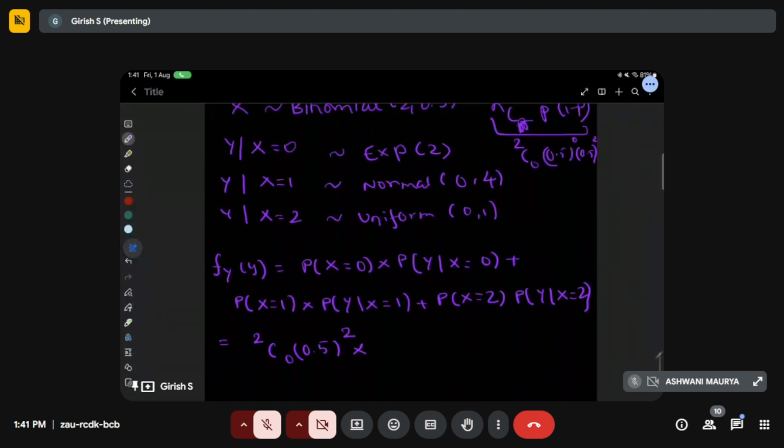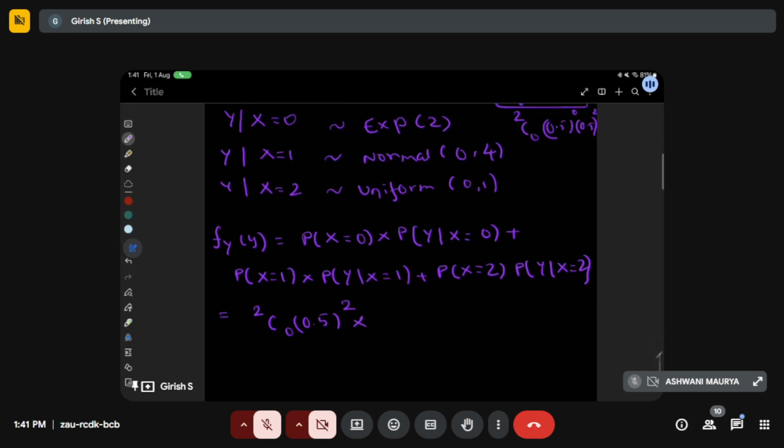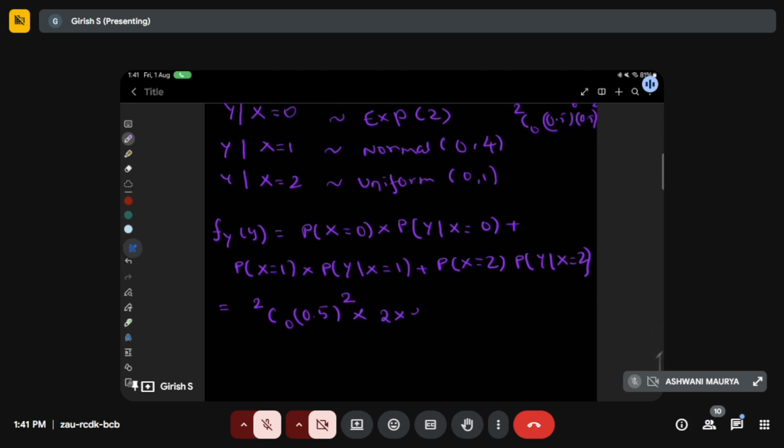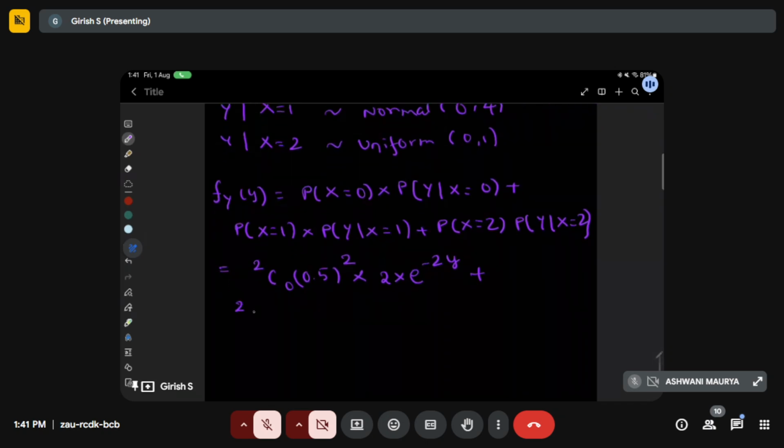Probability of y given x is equal to 0: it follows exponential distribution. It will be lambda into e power minus lambda x. Since I want to represent it in terms of y, I'm writing it as y, plus this one. This is 2C1 into 0.5, again this will be power 2 only.